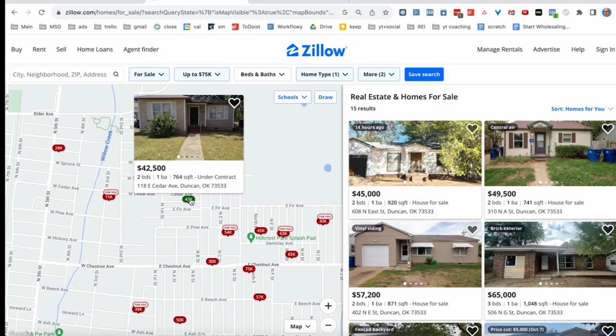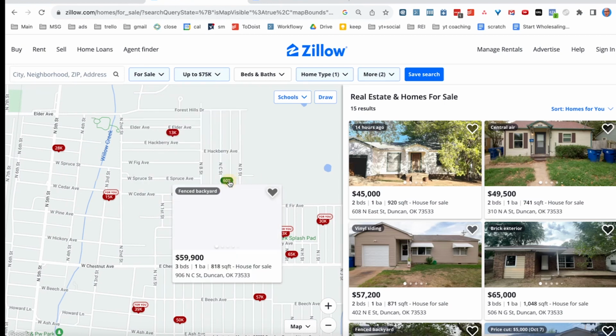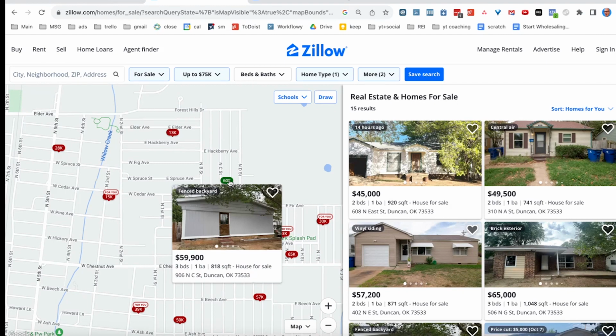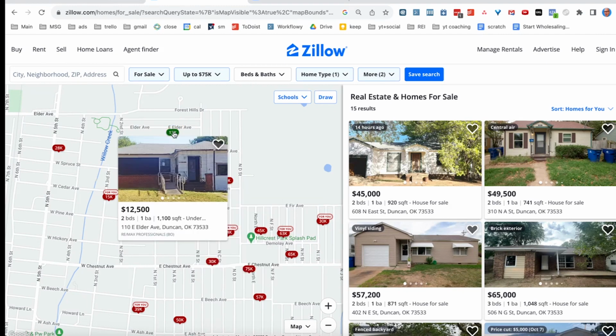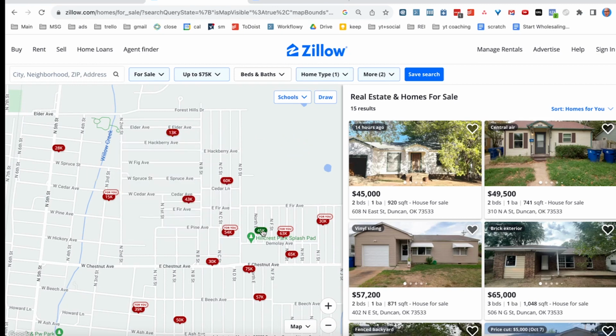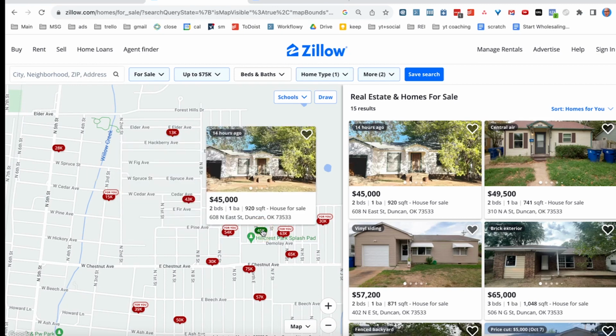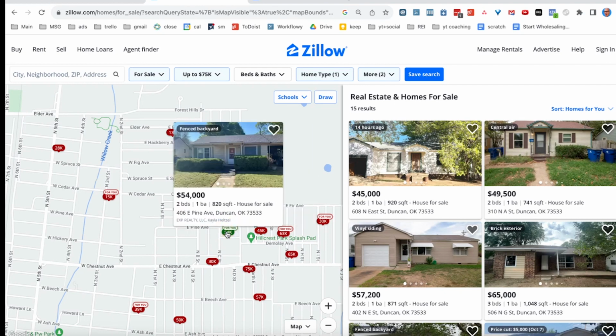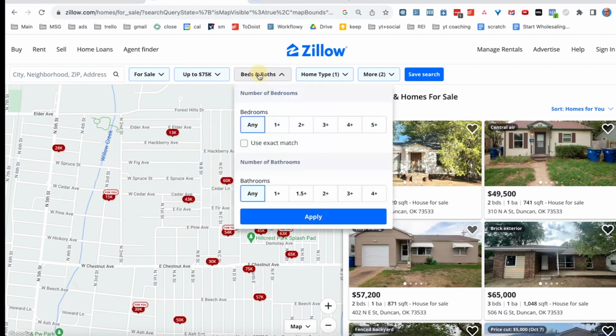This one is 21764. They're asking 42. This one's 60. It's a smaller house. These are smaller houses. This is a 2-1 asking 1100 square feet. This is 54. So what I can do is, mine's a 3 bedroom.